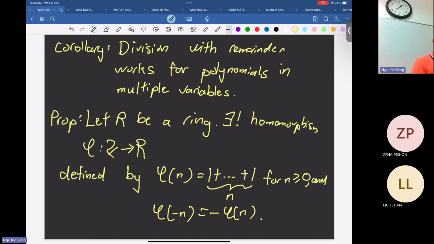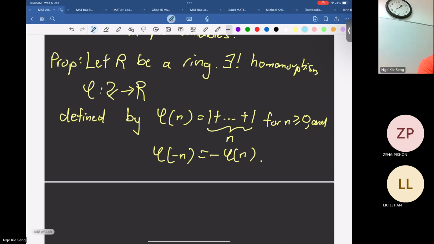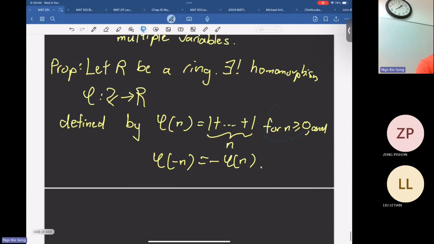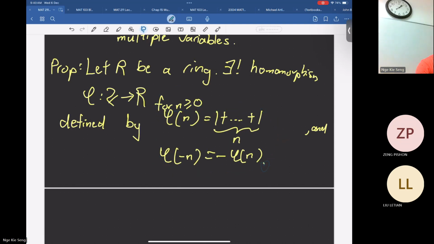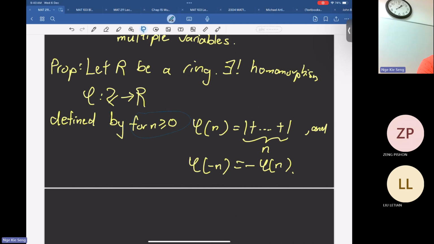Then you need to check that this really defines a ring homomorphism. So you need to prove that this defines a ring homomorphism. Multiplicative identity, and identity. Why not? You can, because your ring is closed under addition, so you form an abelian subgroup.